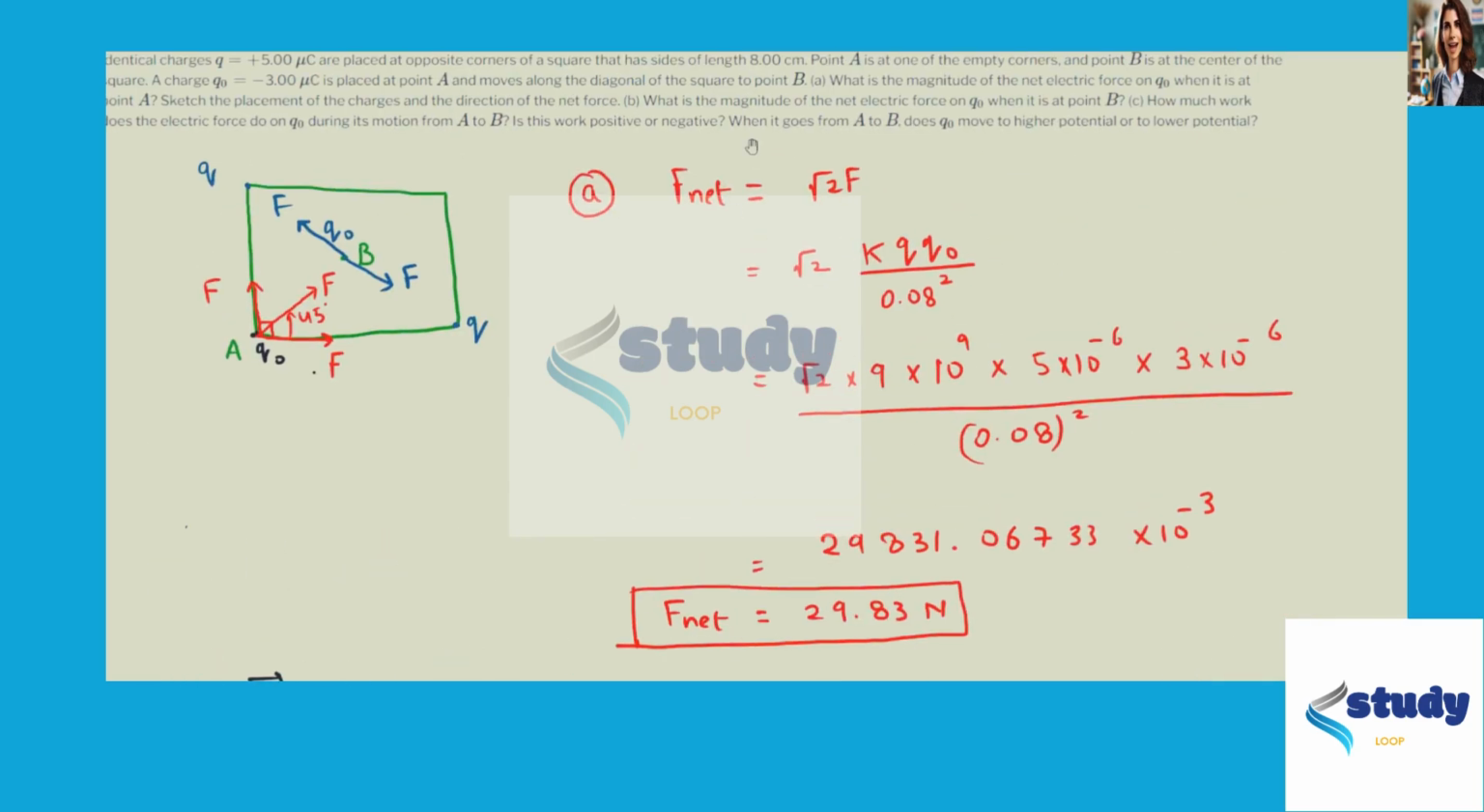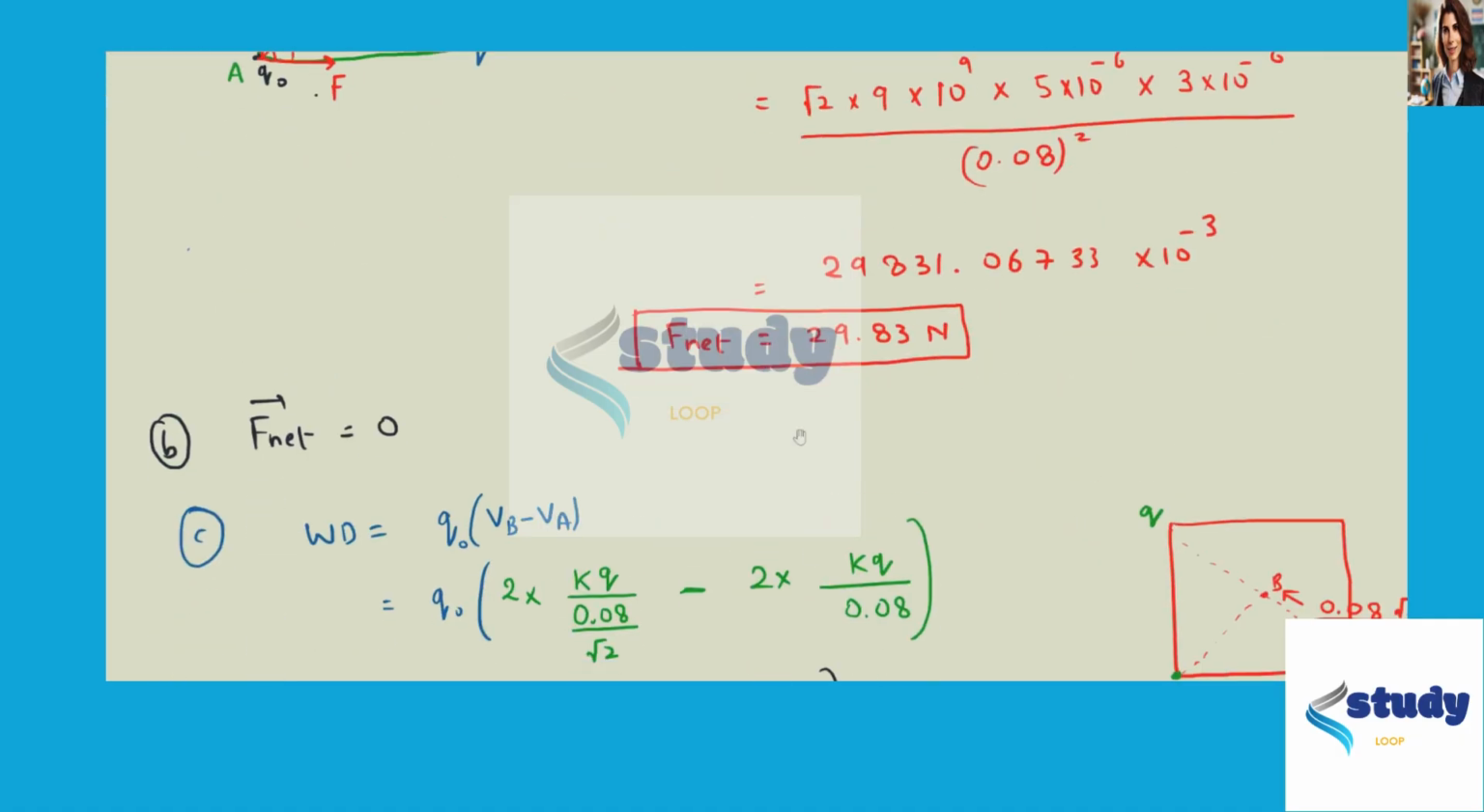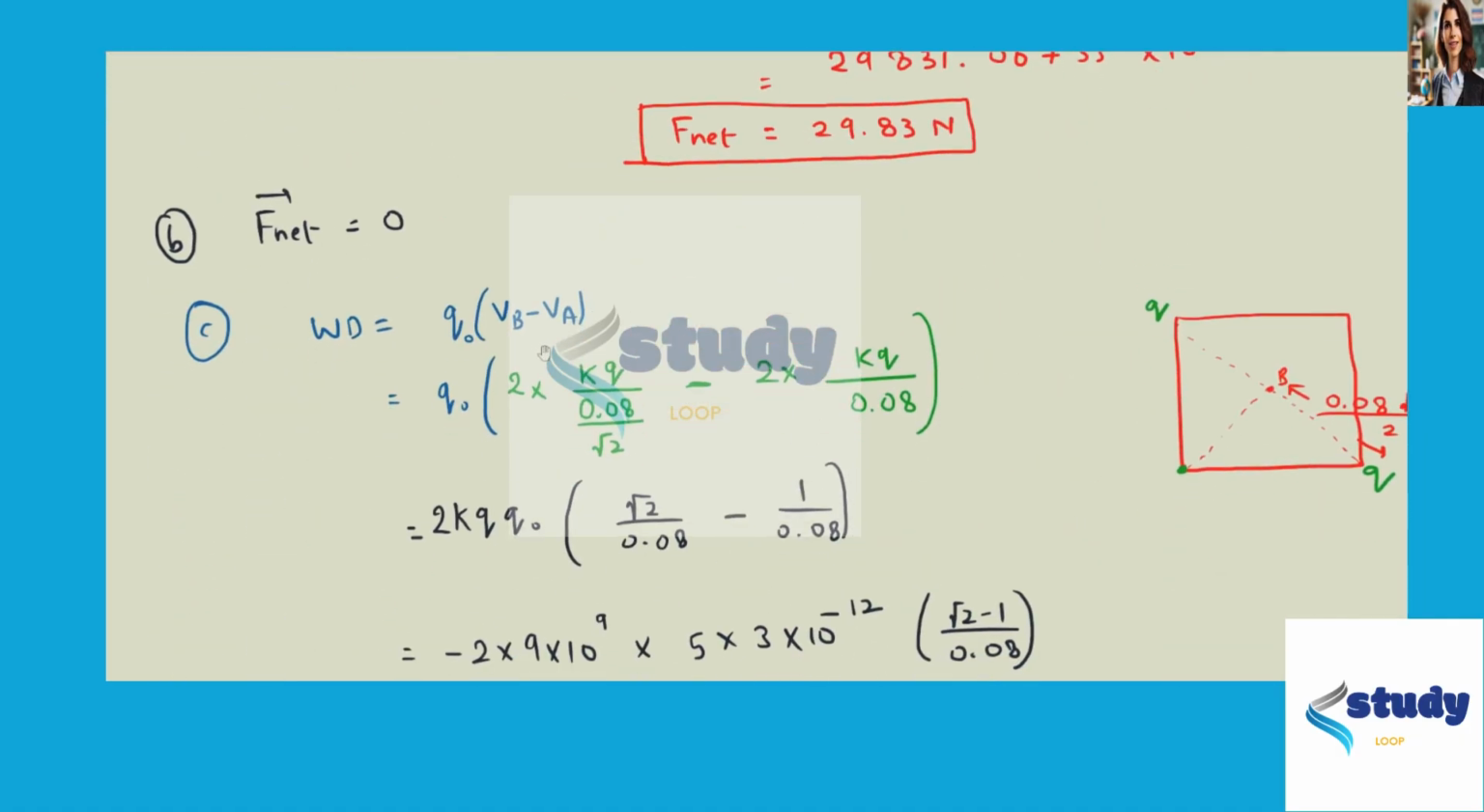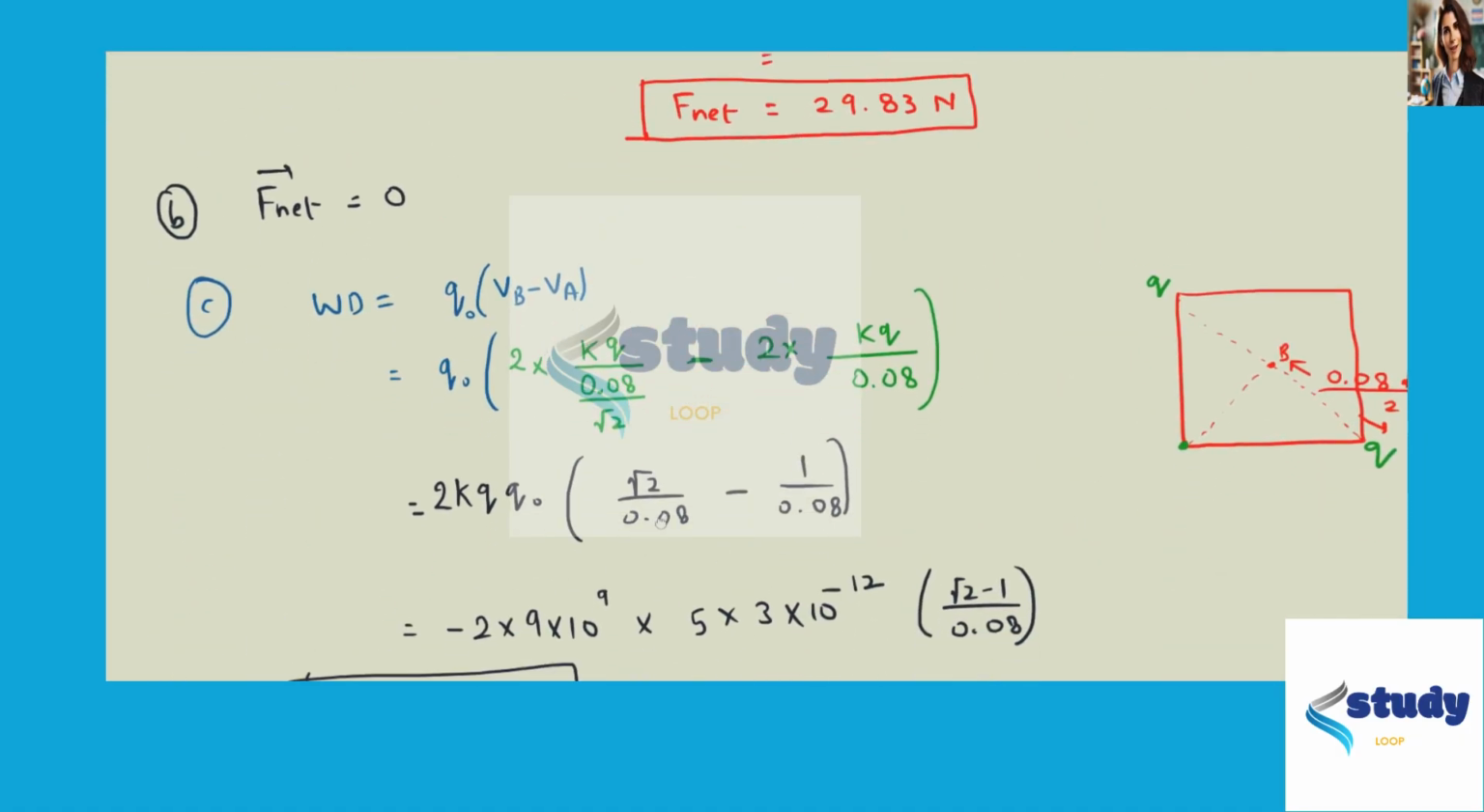And is the work done positive or negative? So definitely that's negative. And when it goes from A to B, does Q naught move to higher potential or lower potential? So when it is going towards B, it is actually moving to a higher potential, because we can see that this is the potential at B, and not including the 2. Yes, we can include the 2 as well.